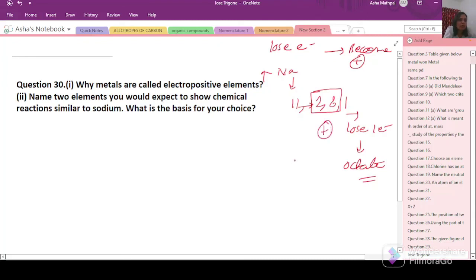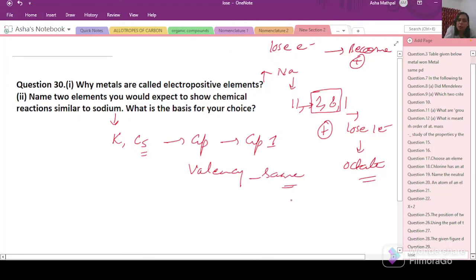Name 2 elements you would expect to show chemical reactions similar to sodium. Chemical reactions similar to sodium will be shown by potassium and cesium. Why? Because they come in the same group, group 1, and that is why they have the same valence electrons. Their valency is the same, and since their valency is the same, they will show similar types of chemical reactions. Okay, so that is all for today's session.